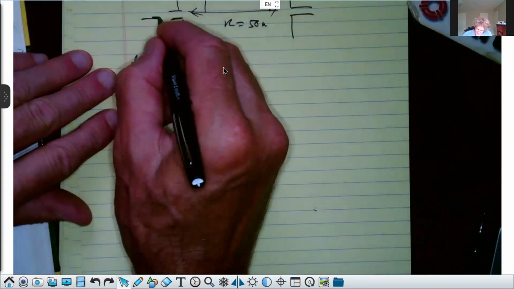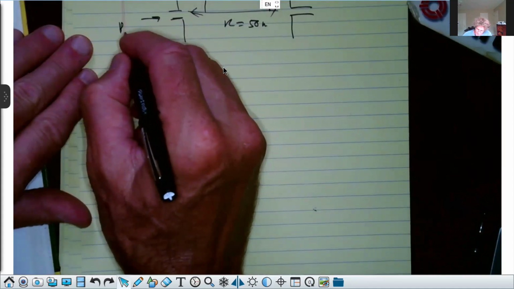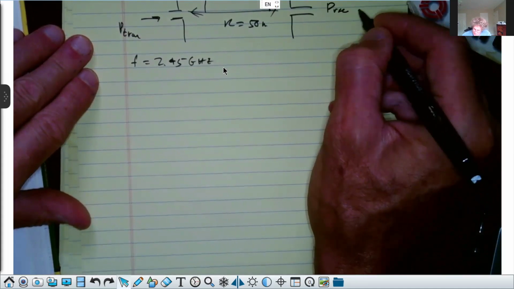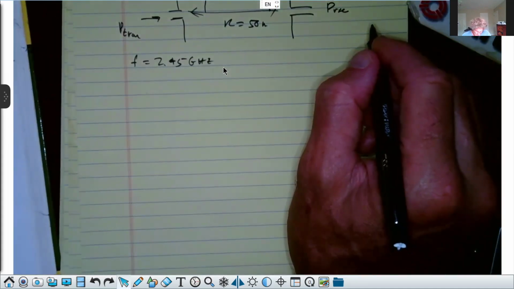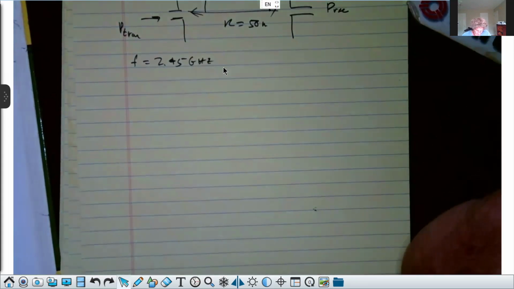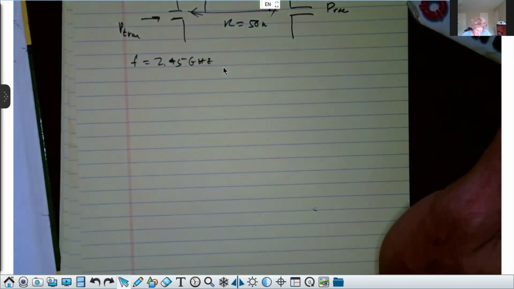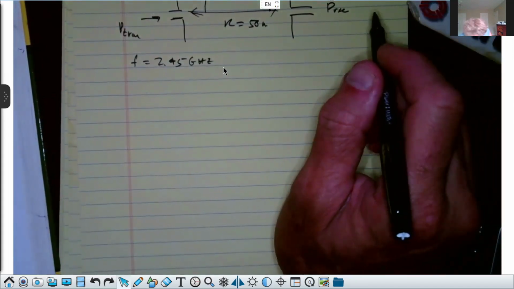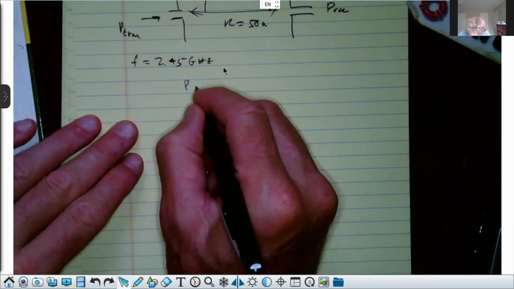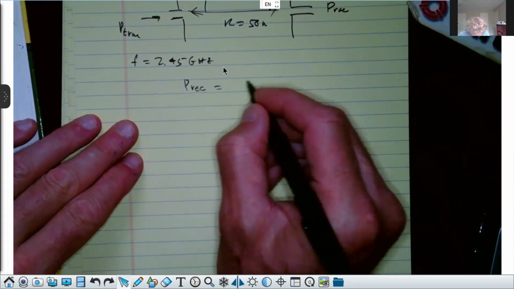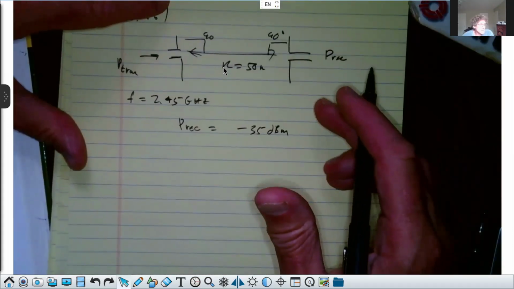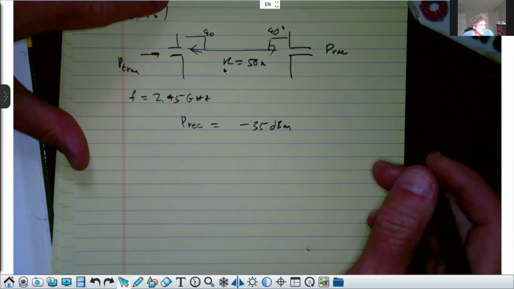And they say if I have a certain amount of power that's transmitted, how much power is received, or vice versa. And he gives you a specification. They want the output power. Now, I'm going to tell you about this one. He doesn't give you a load, so he really is talking about the power received. He gives you really power received here is equal to minus 35 dBm. Here's what it looks like. Two antennas, both half-wave dipoles.